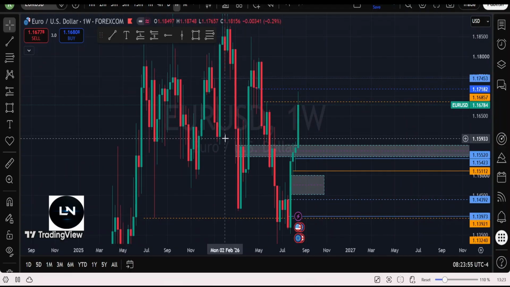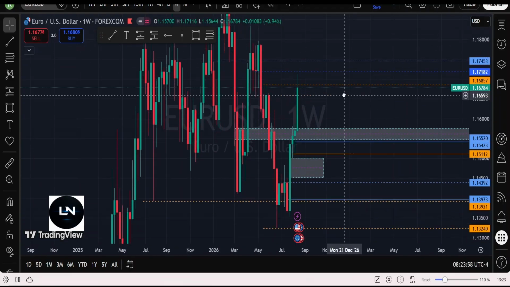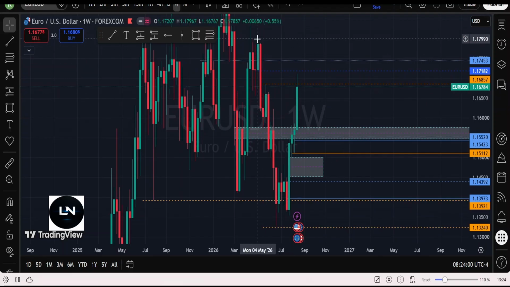Also starting from the weekly time frame, where is our dealing range on Euro USD? We have a dealing range which is this high and also this low. Where is price at the moment? Price is apparently on the premium level within this dealing range. You can see it's at this little high, which is also a high on the daily time frame.